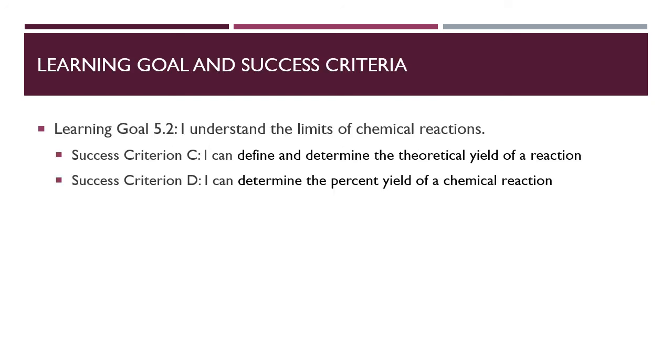All right, taking one last look at our learning goal and success criteria. This was the last video for learning goal 5.2. We have looked at how we can understand the limits of chemical reactions and the success criteria on this particular lesson. Success criterion C, I can define and determine the theoretical yield of a reaction, and success criterion D, I can determine the percent yield of a chemical reaction.